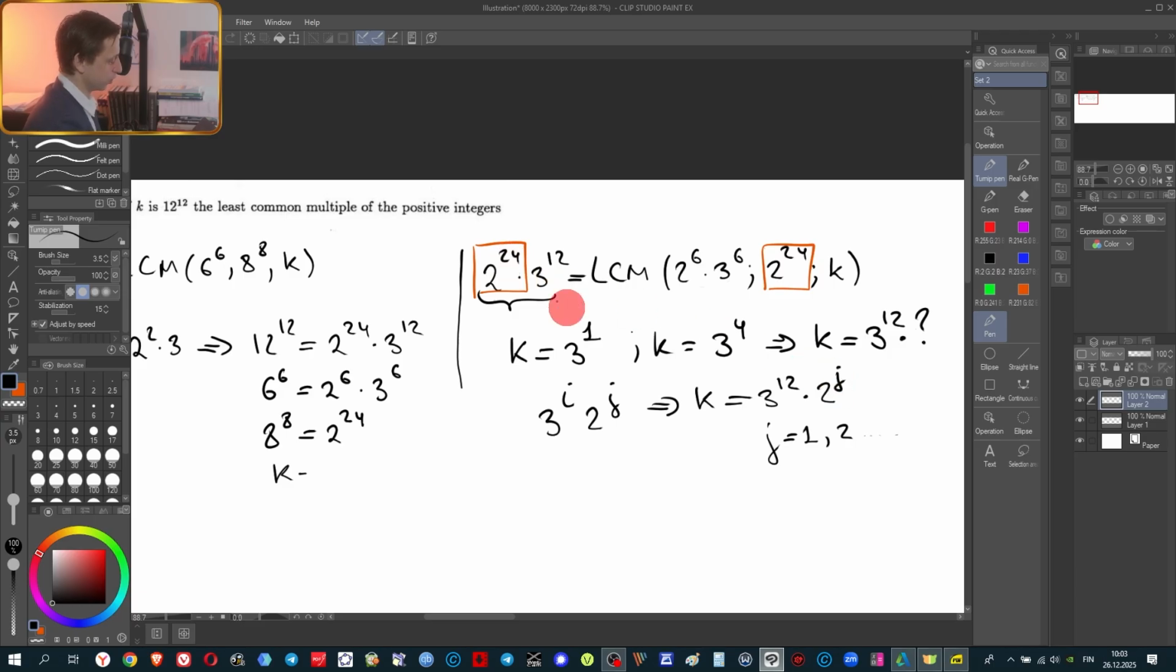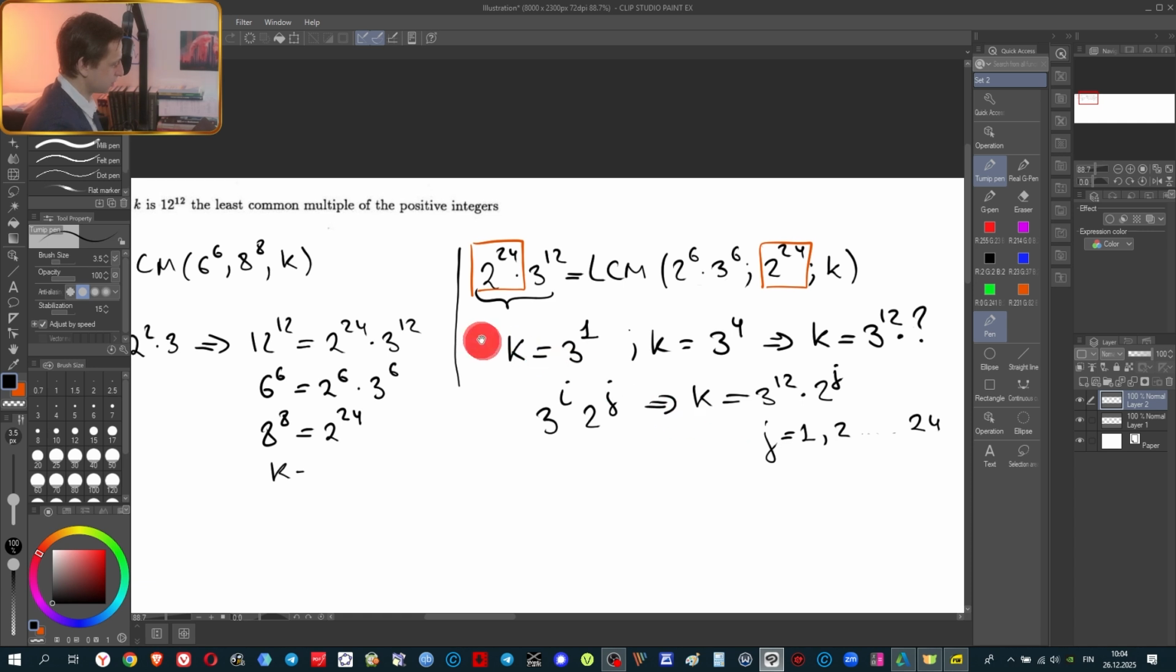Obviously it's 24, because if j is larger than 24, there will be no divisibility. So the last one is 24. And a very important thing: it looks like we have 24 different options for j, and this is the final step where many students make mistakes.